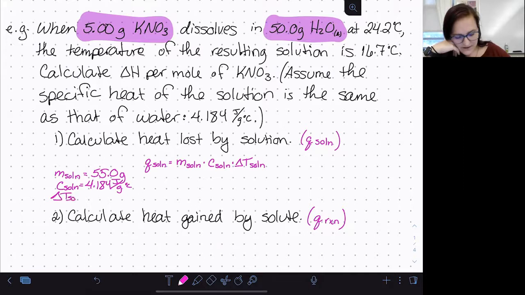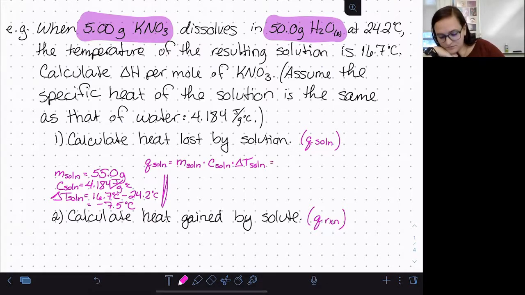And then delta T, we were given final and initial temperatures. Remember that we always want to do final minus initial. We ended up at 16.7. We started out at 24.2. So that means our change in temperature was negative 7.5 degrees Celsius. The negative is important. It tells us the temperature dropped. So now that we know those, we can plug them in and solve.